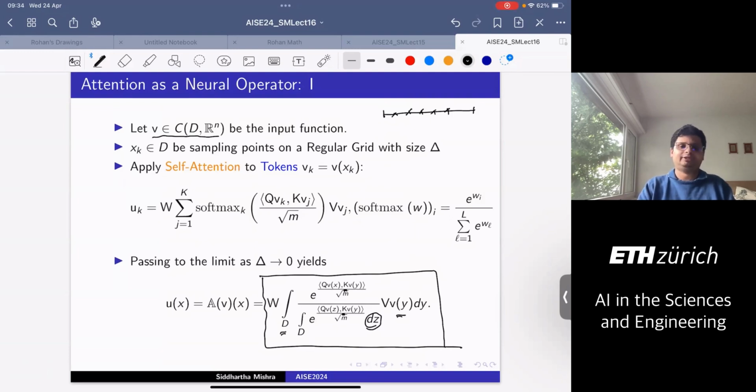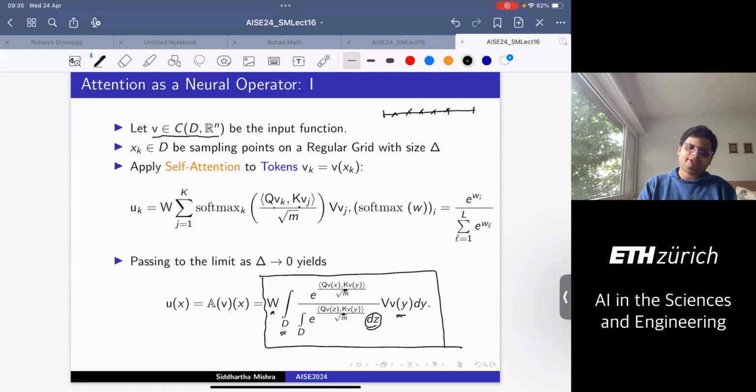There is an inner integral that gives you the weighting, and there's an outer integral which provides you the sum overall. Okay. And then W is also some fixed matrix. All the while this Q, K, and W and V, these are sort of fixed matrices. So this is sort of a functional. Given a function, attention can be interpreted as operating on functions rather than as vectors. The way to link them is to simply take a uniform grid and pass to the limit. And this is indeed what you're going to derive.